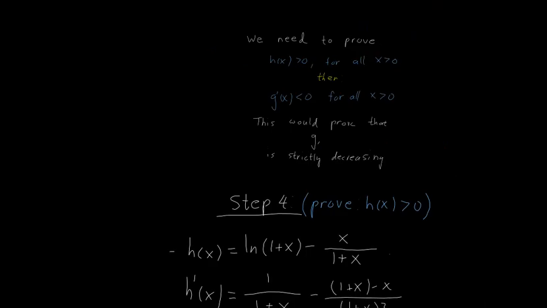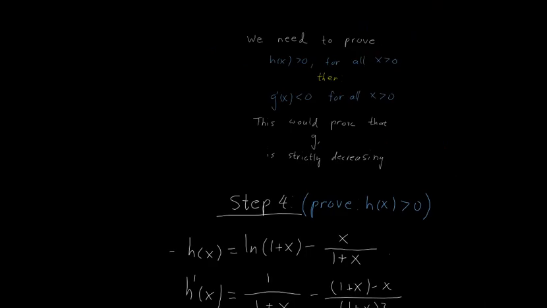So if you know anything about this, it comes back down to elementary calculus, which you should know and be fluent in when it comes to maximums and minimums, and increasing and decreasing functions. First derivative test. You should know that we need to prove h of x is strictly greater than 0 for all x greater than 0. And then g prime of x is less than 0 for all x greater than 0.